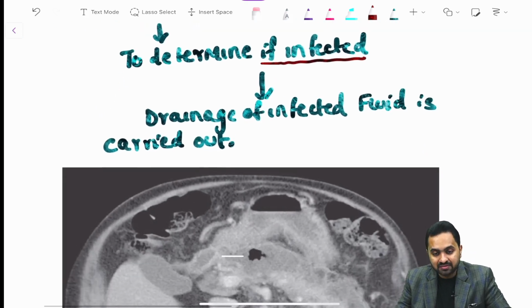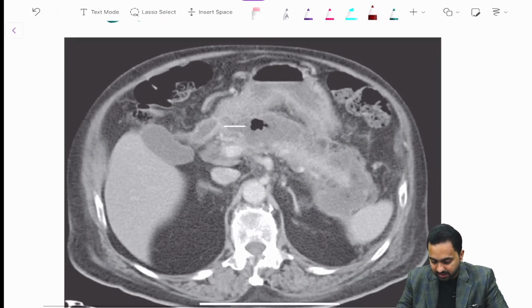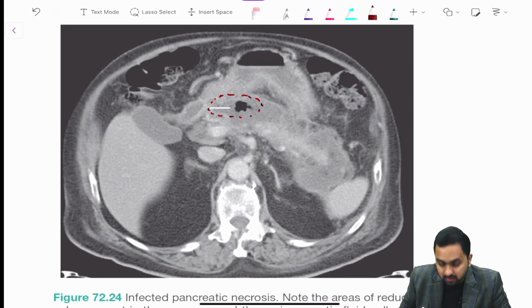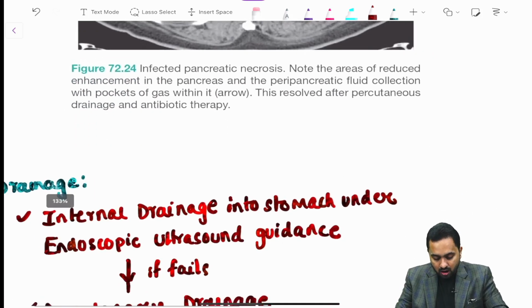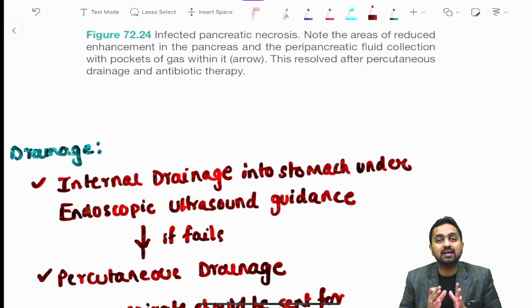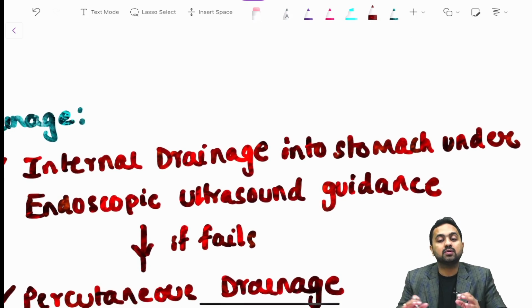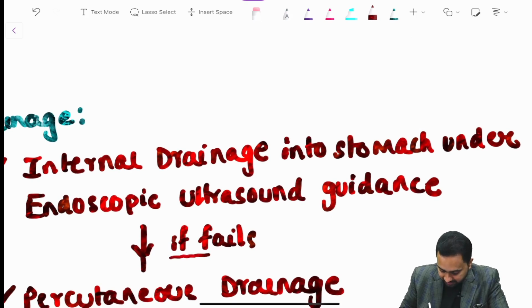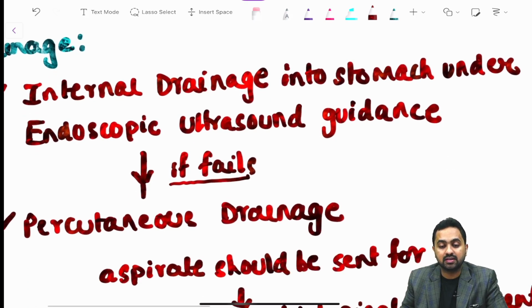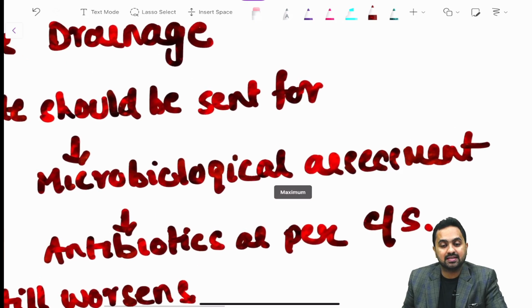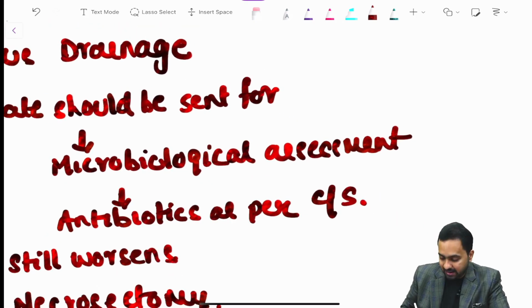So we have the CT image over here, which is demonstrating infected necrotic material in your pancreas, right? Now, how will you proceed with the management of this pancreatic necrosis? First, we need to do an internal drainage into the stomach under endoscopic ultrasound guidance. Now, if this fails, then we move towards percutaneous drainage, right? And the aspirate should be sent for microbiological assessment, and antibiotics should be started as per culture sensitivity.